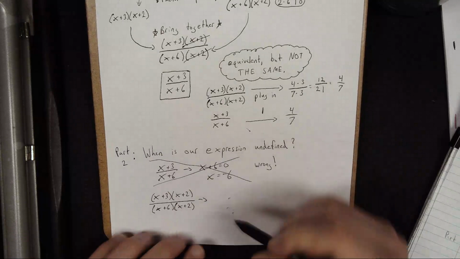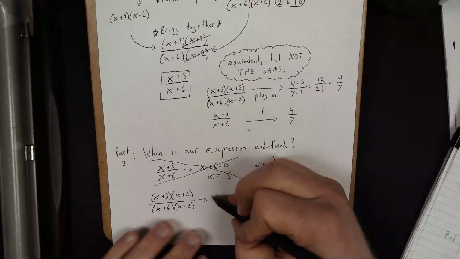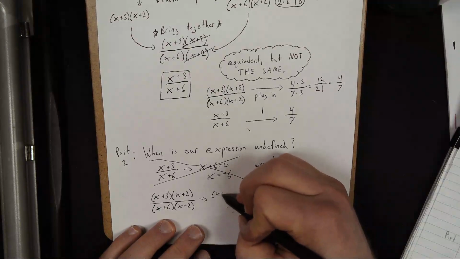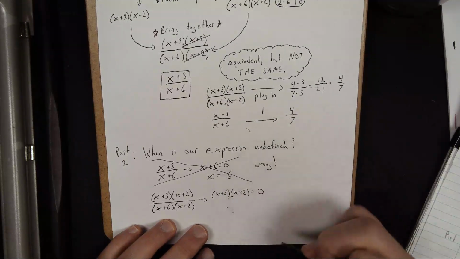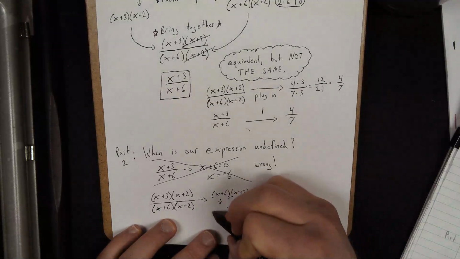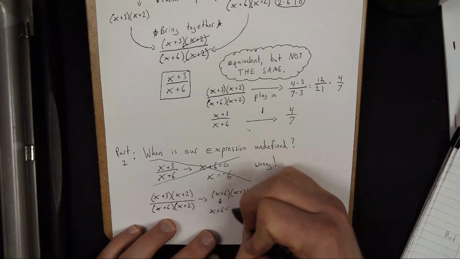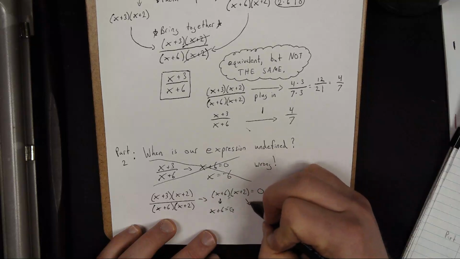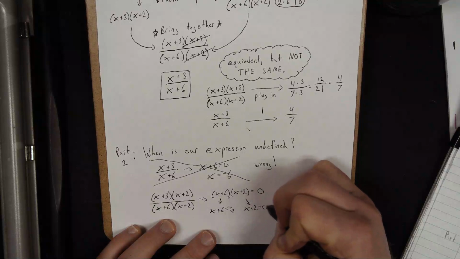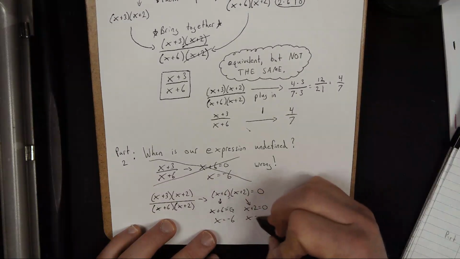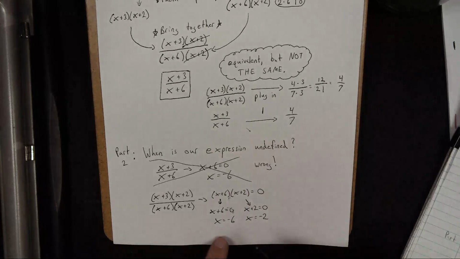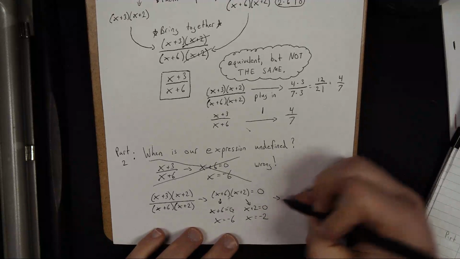So now we're going to set each of these equal to 0. So we got x plus 6 times x plus 2, and those are equal to 0. And we got x plus 6 equals 0, and over here we got x plus 2 equals 0. Then we solve. So x equals negative 6, x equals negative 2. Boom. That's your answer. Okay, so let's interpret that.